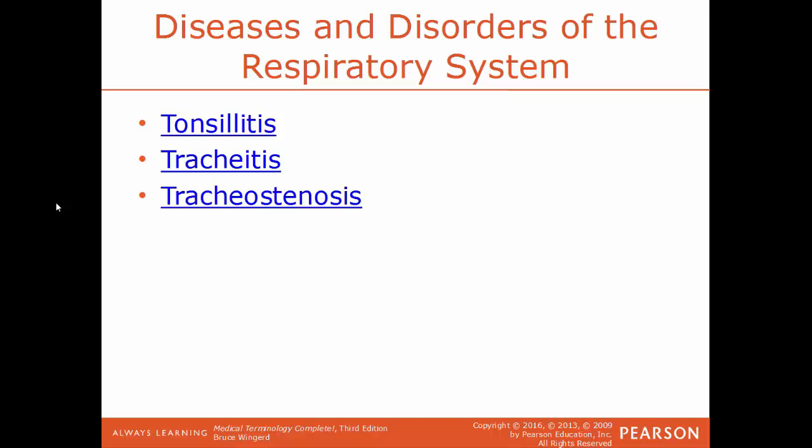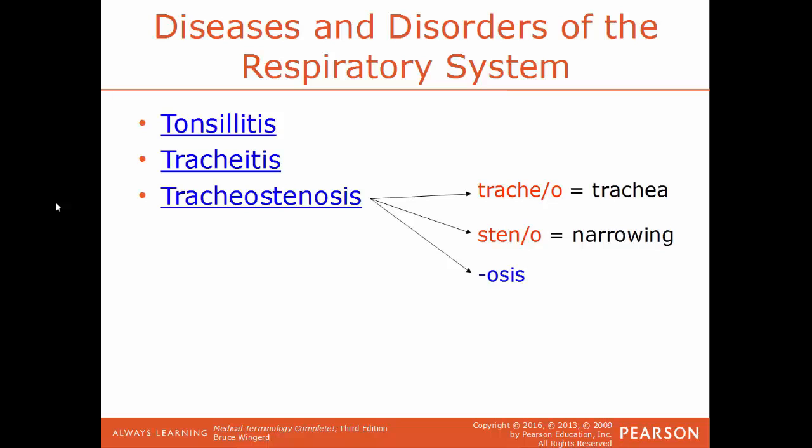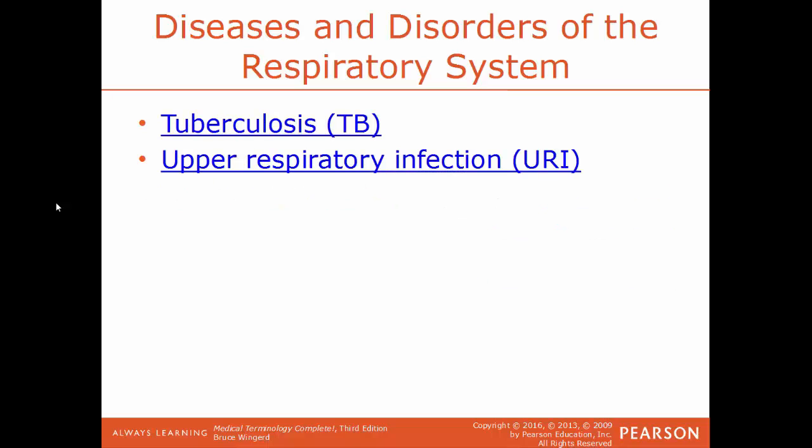So if we break down that term, of course, tracheo means trachea. Steno means a narrowing or a constriction of, and osis, a condition. So this describes a condition of a narrowing of the trachea. Next disease, TB, tuberculosis. This is an infectious disease that's a bacterial infection of the lungs. It's indicated by growth of nodules within the lung. These nodules are called tubercles.